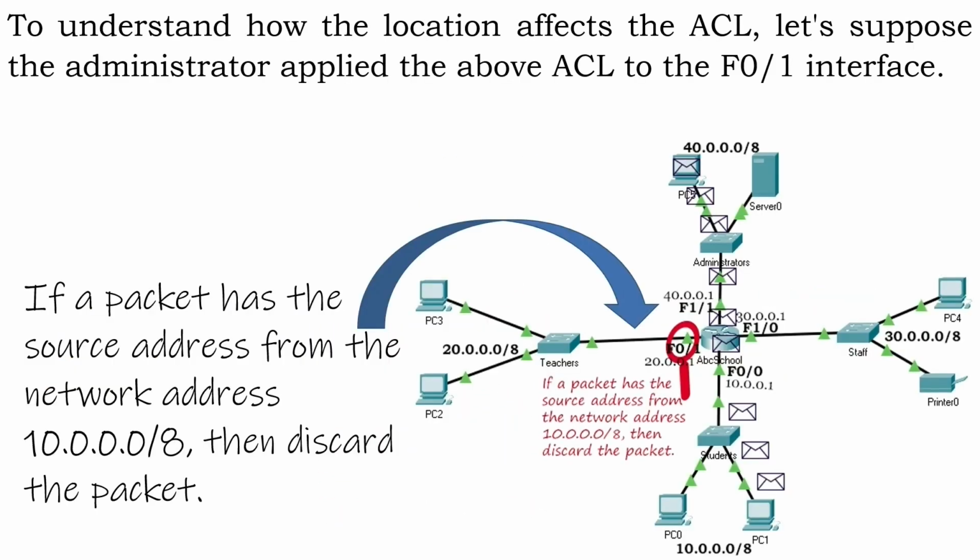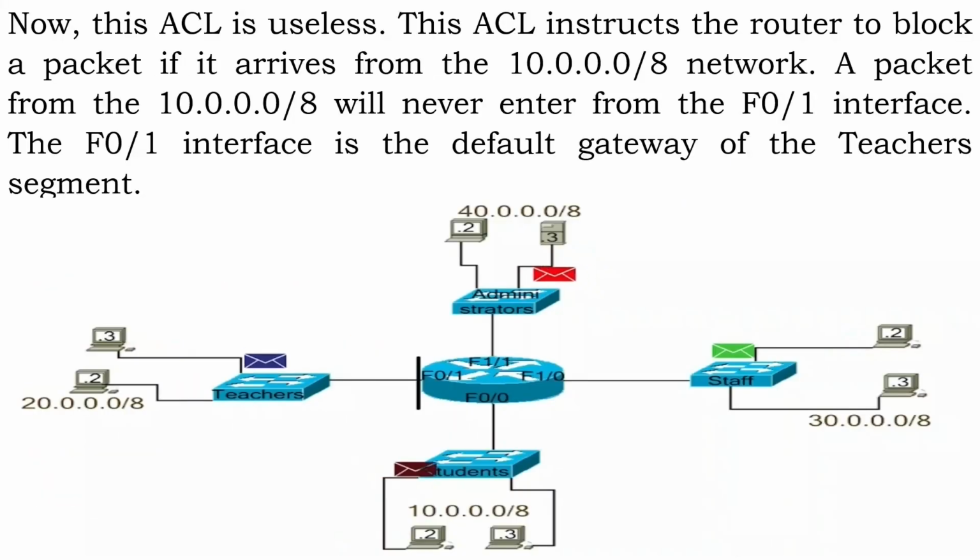To understand how the location affects the ACL, let's suppose the administrator applied the above ACL to the F0/1 interface. Now, this ACL is useless. This ACL instructs the router to block a packet if it arrives from the 10.0.0.0/8 network. A packet from the 10.0.0.0/8 will never enter from the F0/1 interface.